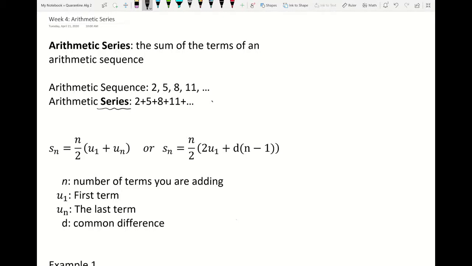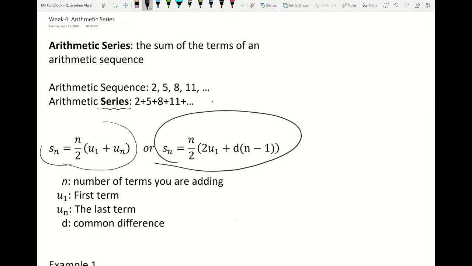But before we jump into an example, let's make sure that we know what each variable in the formula represents. So first, you notice that each formula, whether you use the left one or right one, we need to know what n is. Now, n is the number of terms you're adding. If you're adding 5 numbers, then n is 5. u1, which is required for both formulas, is the first term. And un will represent the last term of the series.